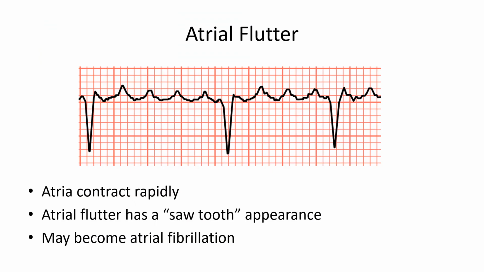These two that we're going to look at now are considerably less life-threatening: atrial flutter and atrial fibrillation. Atrial flutter results when the atria contract very rapidly, and it produces a sawtooth appearance. Notice the sawtooth appearance here and here, quite routinely seen on this one. That's what characterizes this condition. Left untreated, it can become atrial fibrillation.